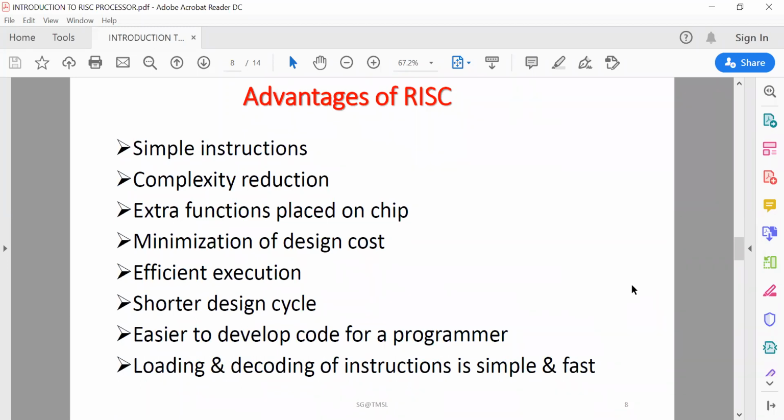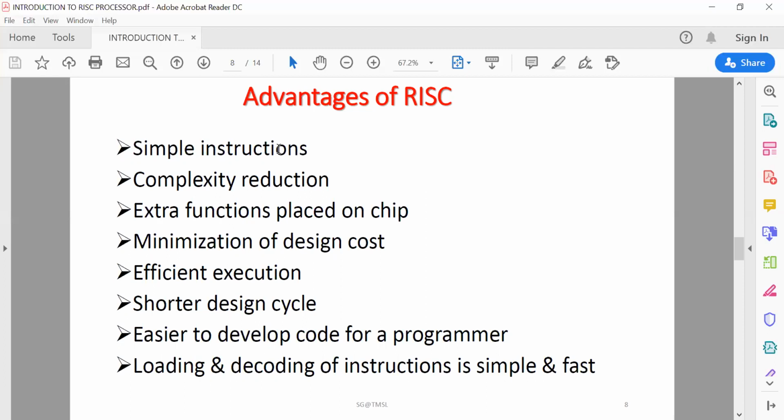The first point is simple instructions. RISC instructions, being simple, can be implemented in hardware, while CISC architectures may have to use microprogramming in order to implement complex instructions. For every advantage I will also discuss the difference between RISC and CISC. Do you have pen and paper with you? If you have, you can write it down. So simple instructions are performed in RISC, whereas in CISC architecture the instructions are related to the microprogramming or microcoding structure.